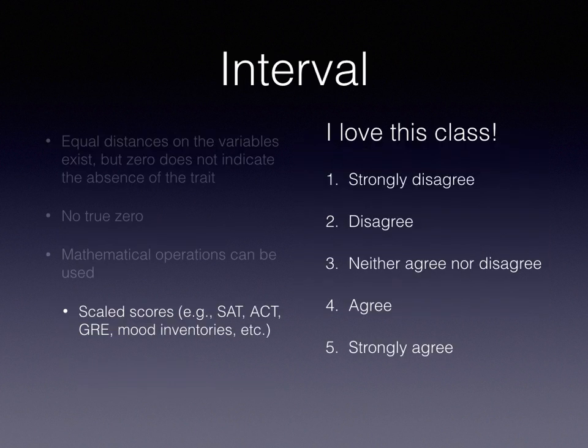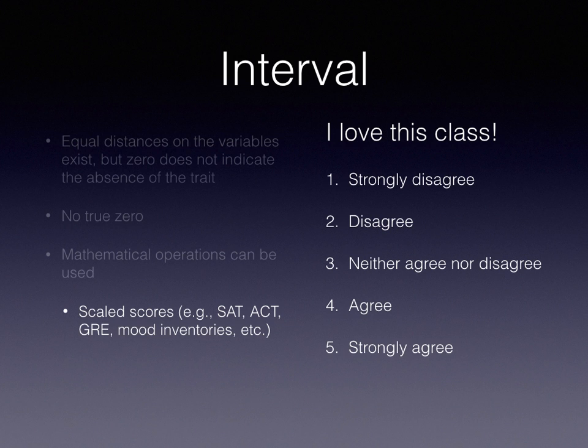An interval scale is a scale in which there are equal distances. In other words, you can look at, say, a test score on a standardized test, like the GRE, or a standard score on a mood inventory. And these are scaled scores. So let's say I take the Beck Depression Inventory, and I don't endorse any depressive symptoms. A 0 doesn't mean I'm never depressed. It just means I got a 0 on the Beck Depression Inventory. And so it doesn't mean the absence of a trait.